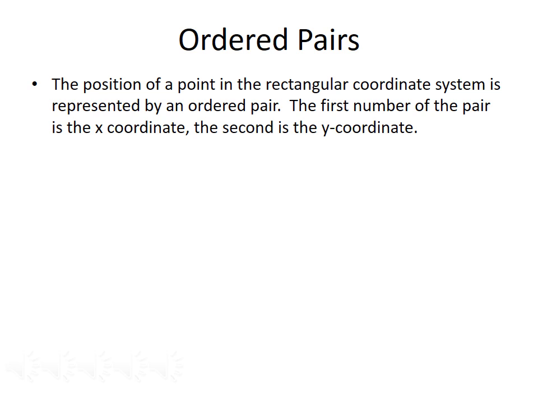Now we'll talk about ordered pairs. The position of a point in the rectangular coordinate system is represented by an ordered pair. The first number of the pair is the x-coordinate, and the second number is the y-coordinate. So, for example, we have the point P defined by the coordinates (3, 2). Remember, the first number is your x-coordinate and the second is the y-coordinate, so our x value would be 3 and our y value would be 2.